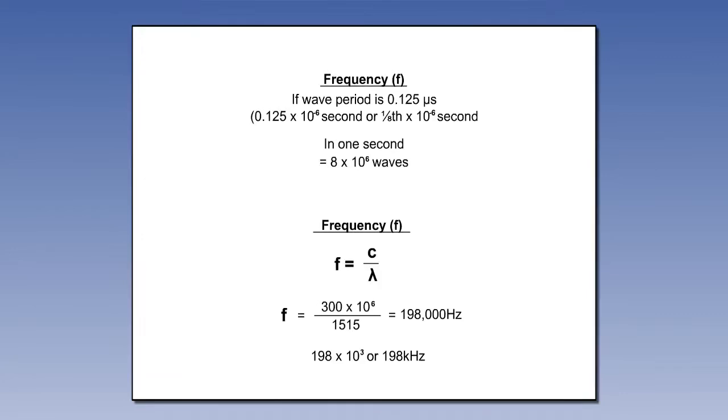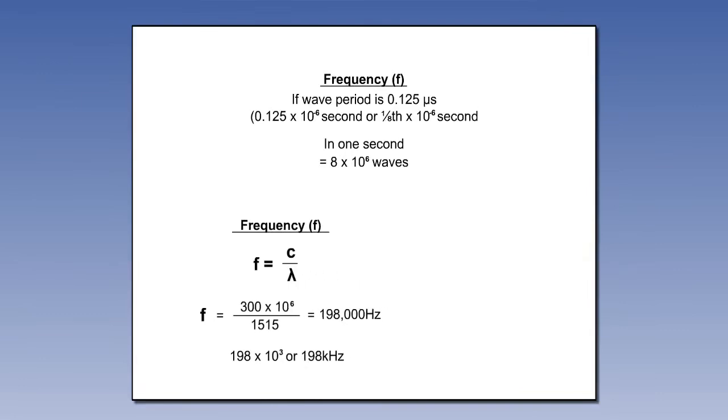Transpose the formula so that frequency is the speed of radio wave divided by the wavelength, which is 198,000 Hertz, or 198 times 10 to the power of 3, which we call 198 kilohertz.